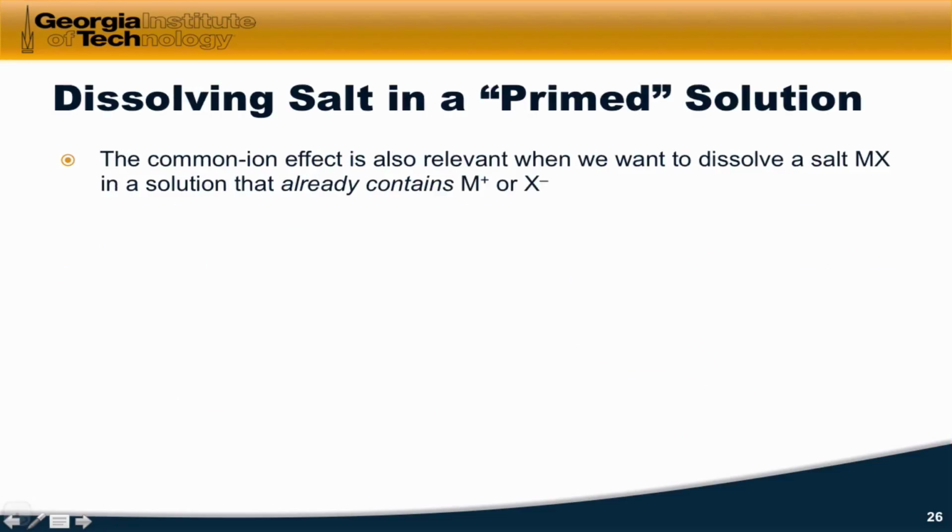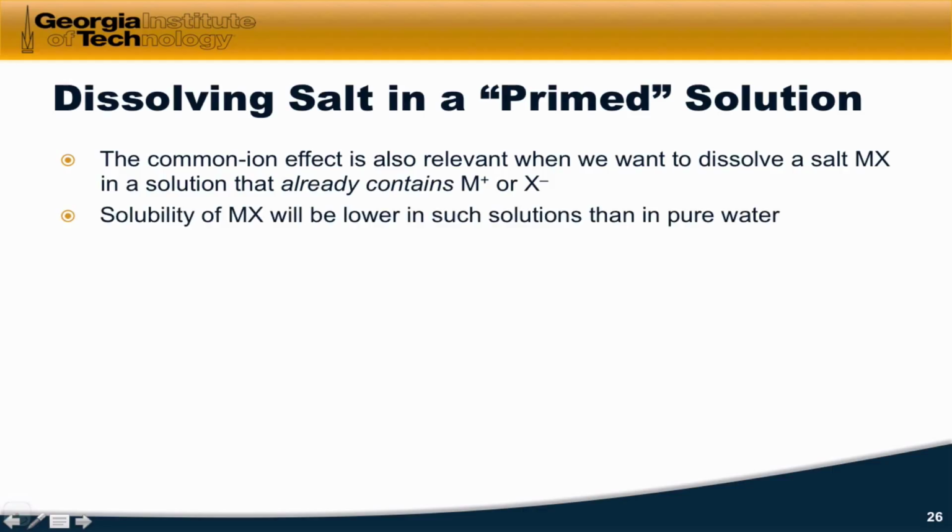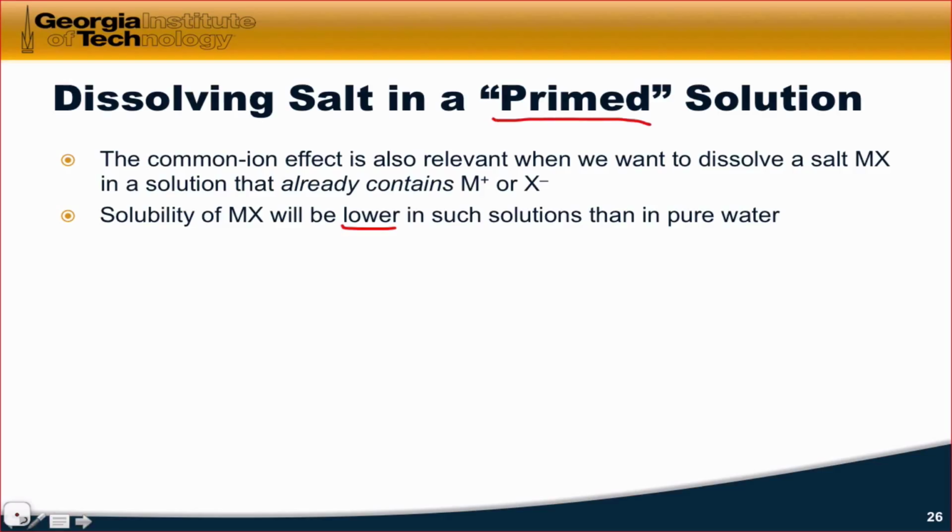The common ion effect is also relevant when we want to start with a salt, MX, in the solid form, and dissolve it in a solution that already contains one of the ions of that salt, either M+ or X-. The solubility of the salt we want to dissolve will be lower in such solutions. This is consistent with the effect that we just saw, the idea that the reactants will be favored somewhat more in this quote-unquote primed solution which already contains the common ion.